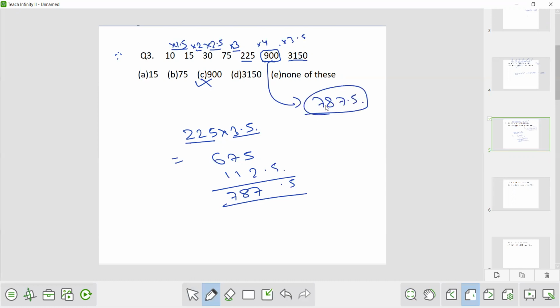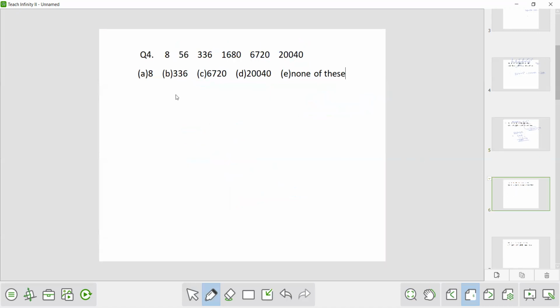And now when you calculate 787.5 into 4, it will come out to be 3150. Okay. Now we will proceed to our next question.